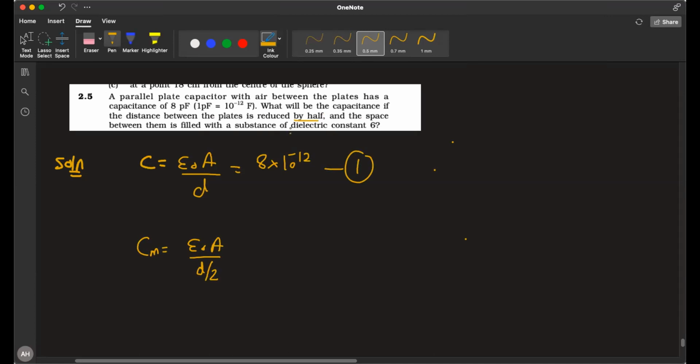And what else? It's a dielectric constant 6, means you have a K here, right? You can take this 2 in the numerator. You have 2K epsilon naught A by D. Is it clear, Unib?